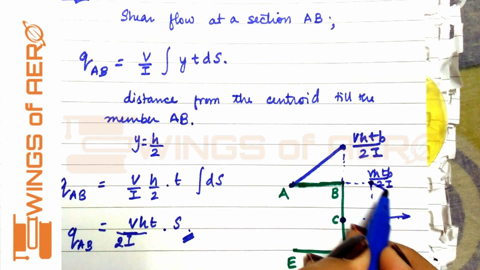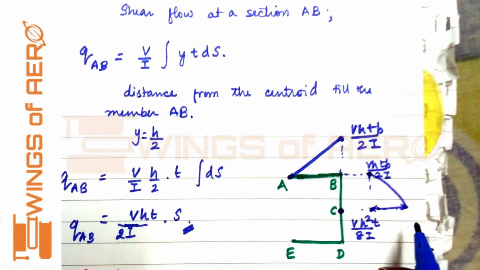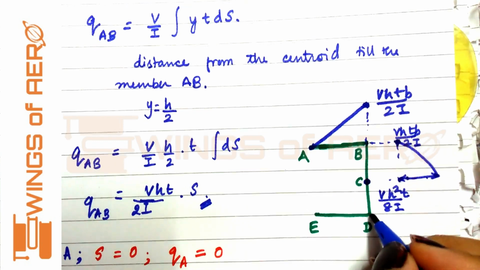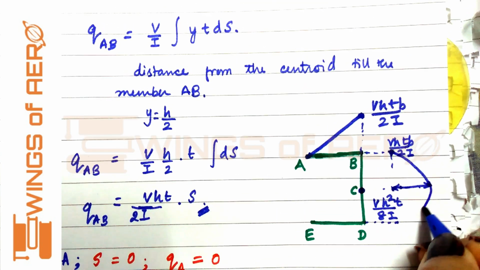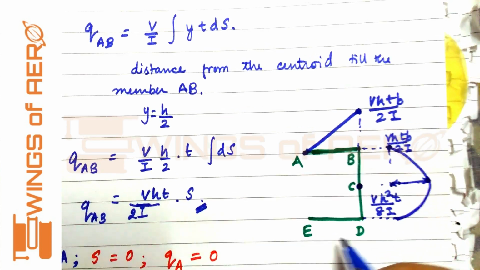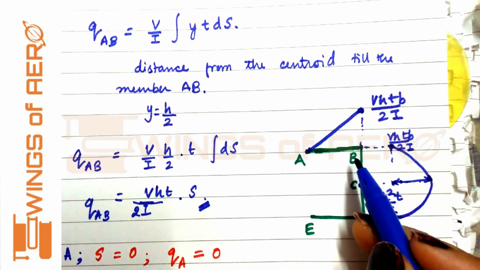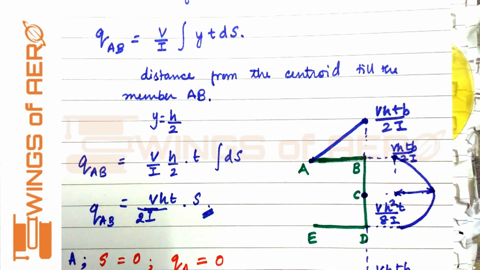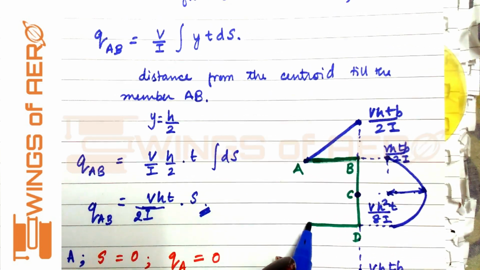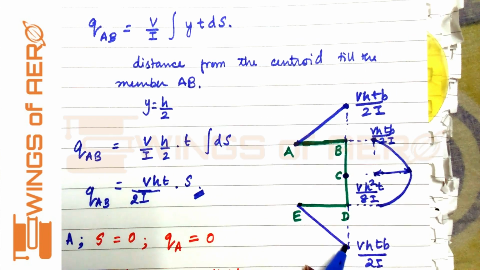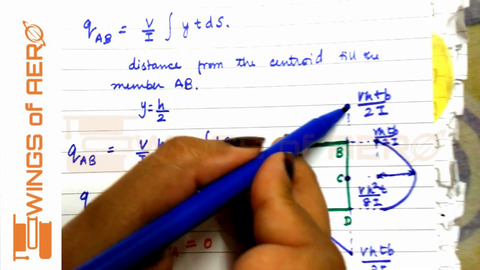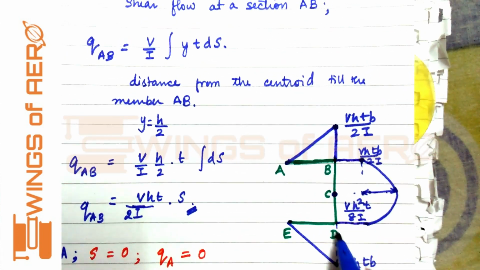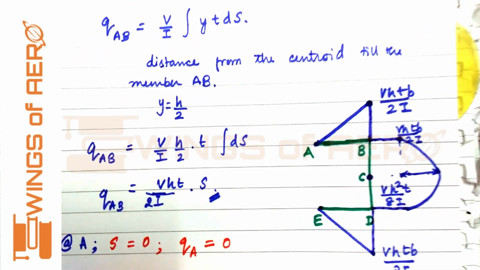This represents a parabolic nature, so we'll have a parabolic curve. Now BC is a replication of CD, so it will also act in a parabolic manner. DE is a replication of BA, so here we'll also have the magnitude V h t b / 2I, and point E will be 0. So here we'll have a straight line. This is our shear flow distribution across the C section.